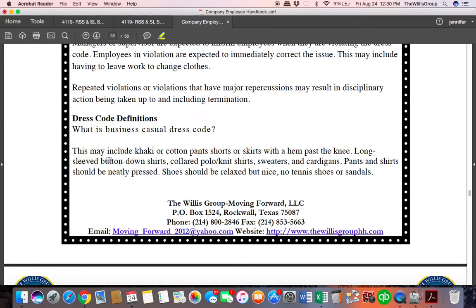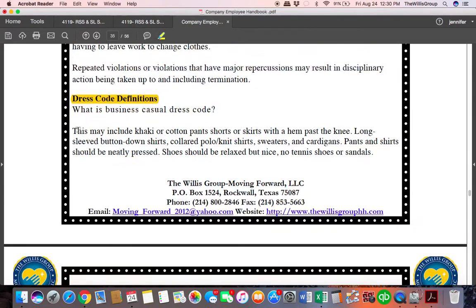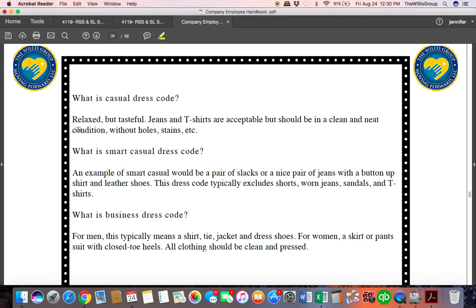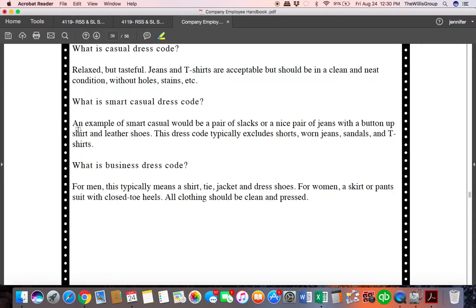As you continue on in this page, it does give you definitions of exactly what different types of dress are. So business casual dress, and what we mean by business casual, what we mean by casual dress, smart casual, and then business dress code.